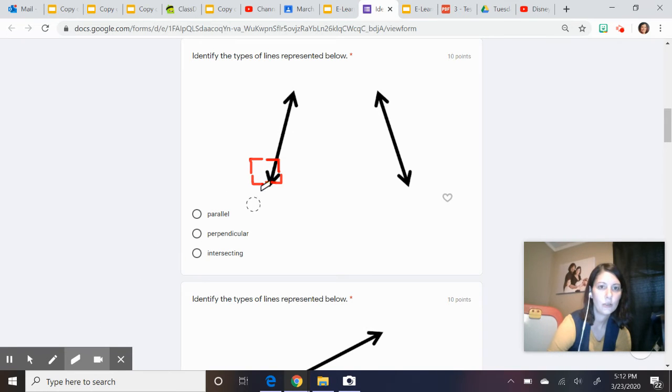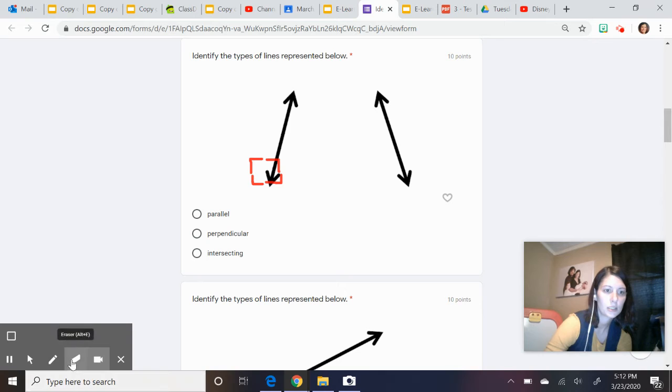Let's see if I can get this to erase. Maybe not. All right, we're going to move on.